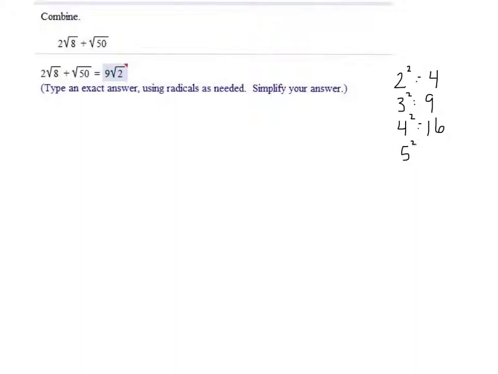5 squared is 25. And that's a factor of 50. 50 is just 25 times 2. So that will help. And that's as much as we need for this problem.